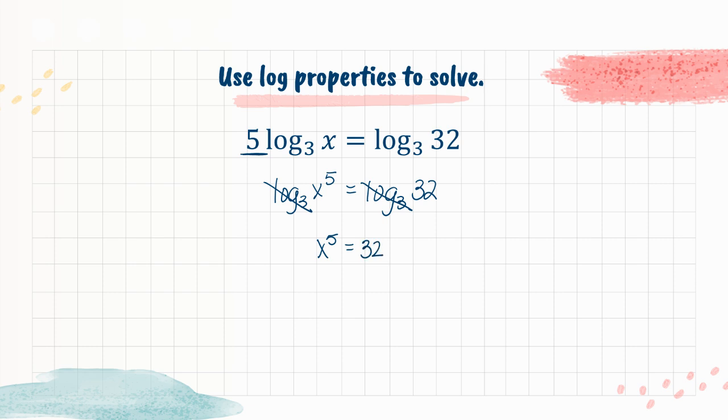Again, there's a couple ways I can solve x to the 5th equals 32. I can go to my exponent chart and find the value that 2 to the 5th power equals 32, or I can flip my exponent to the other side and take 32 to the 1/5 power. Either way, I get that x is equal to 2. I have solved this. I am good to go using my log properties and then canceling my logs in order to solve.